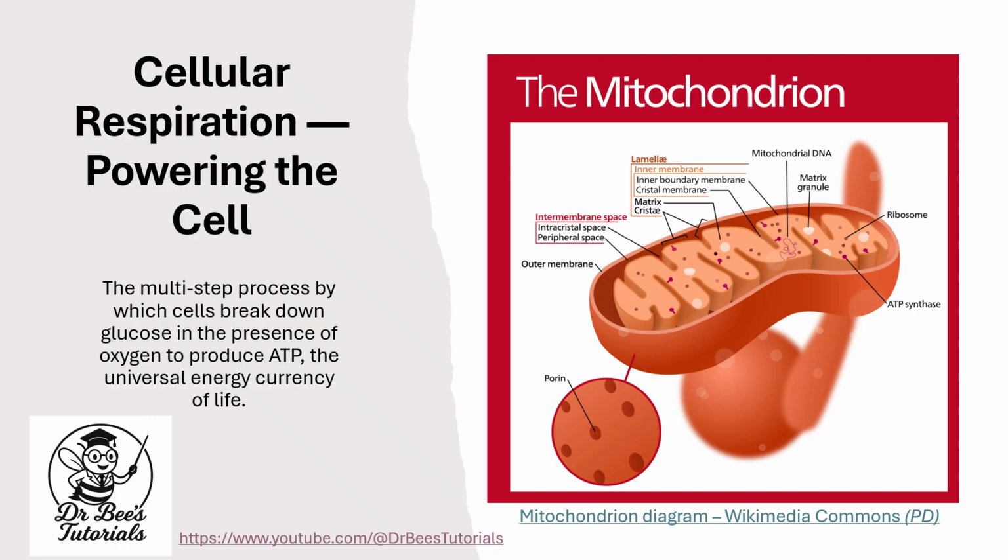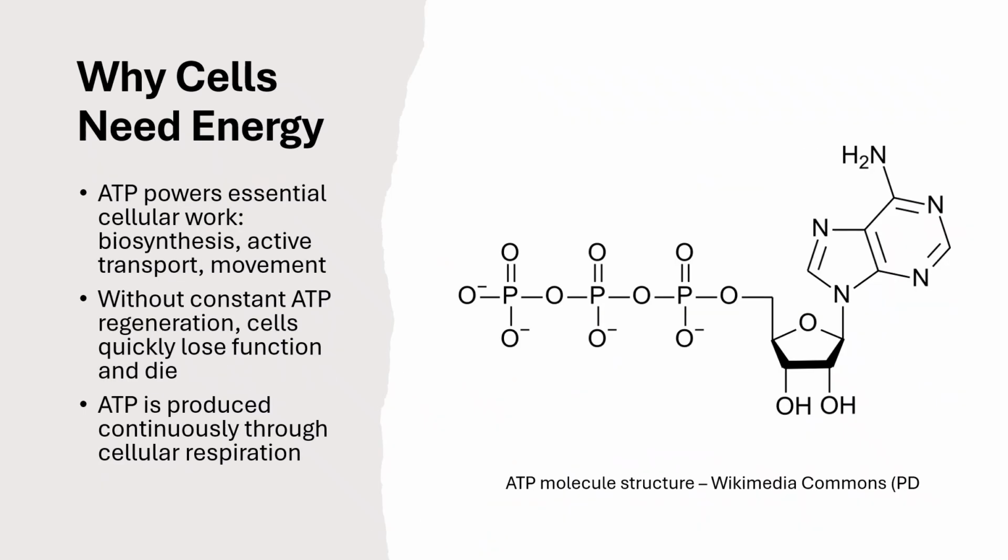Every cell needs energy, and cellular respiration is how it gets it. In this lesson, we will break down the stages of aerobic respiration and see how ATP is made. ATP powers everything from building proteins to moving molecules across membranes and contracting muscle fibers. Because ATP is unstable and can't be stored in large amounts, cells must constantly regenerate it.